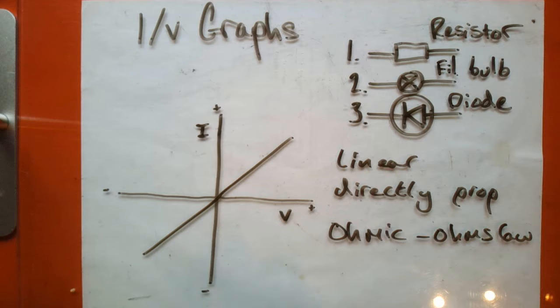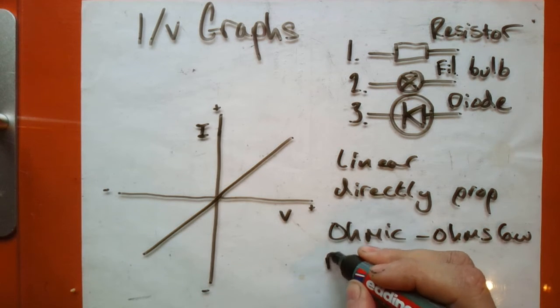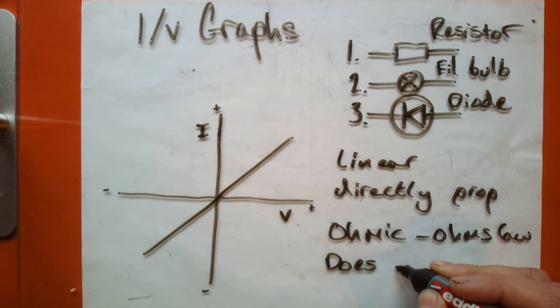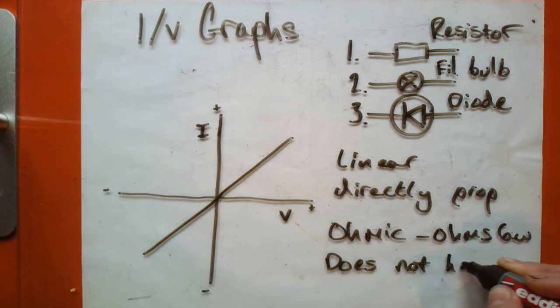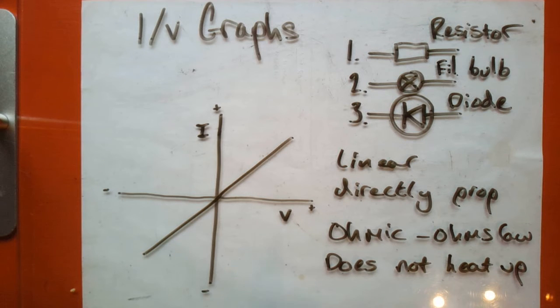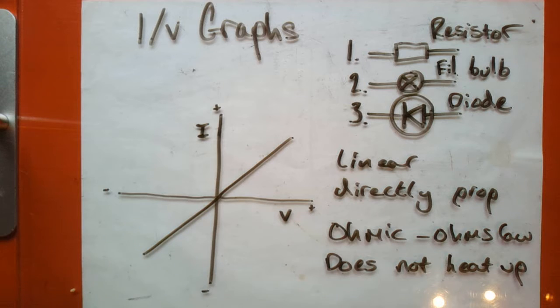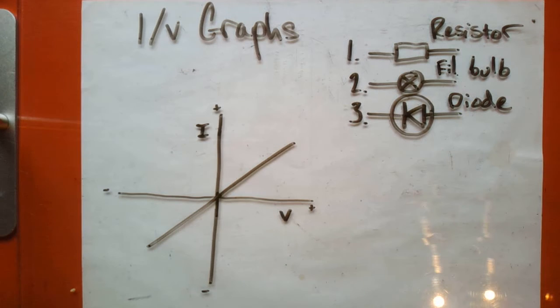It's really important to know. We're going to be describing these other devices and components in terms of that as well. And because it follows Ohm's law, it does not heat up. If the resistor was to start heating up, it would not follow Ohm's law and would not follow this straight linear graph, and it wouldn't be directly proportional anymore.